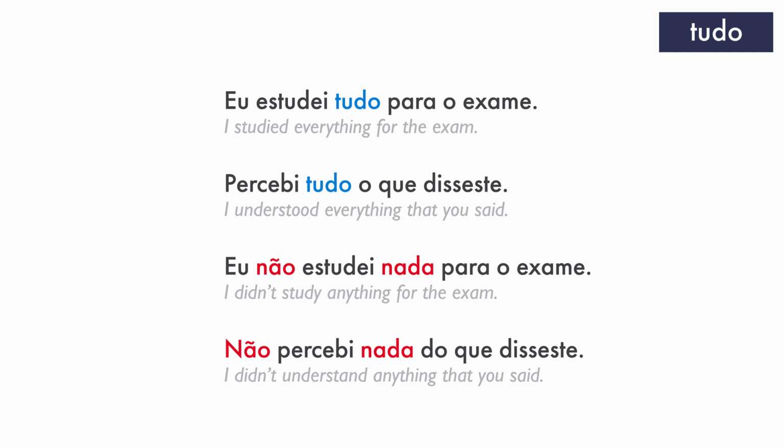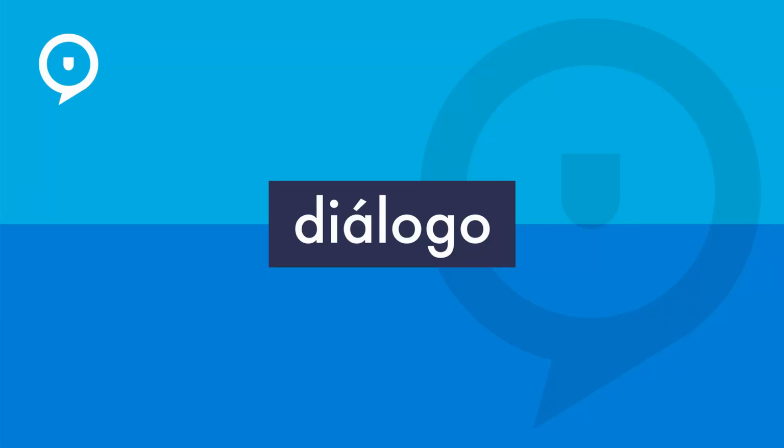The opposite of tudo is nada, nothing. Here are a few examples. Eu não estudei nada para o exame. I didn't study anything for the exam. Não percebi nada do que disseste. I didn't understand anything that you said. The following dialogue, including tudo and todo, will help you understand the difference.